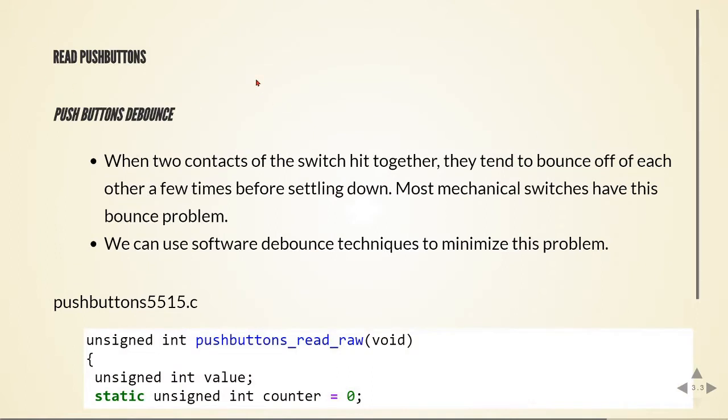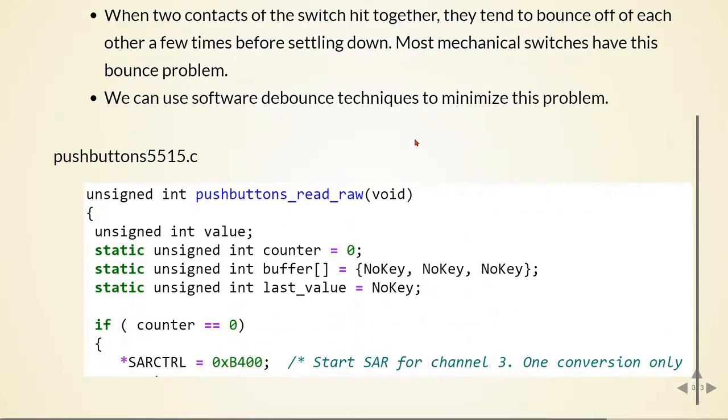Before we start reading push button values, it's important to talk about push button debounce. The mechanical characteristic of push buttons makes this problem, this kind of noise, that when two contacts of the switch hit together, they tend to bounce off of each other a few times before settling down. Most mechanical switches have this bounce problem. There are many ways to deal with this problem, and we can also use some software debouncing techniques to minimize it. To read the push buttons from the C5515 board, we are going to use this function here.